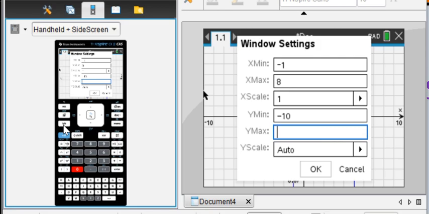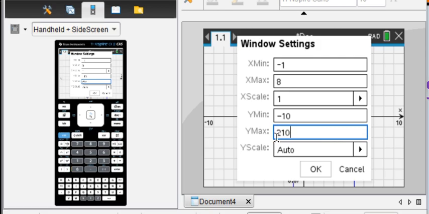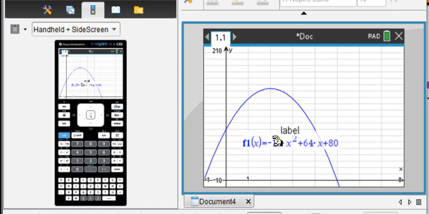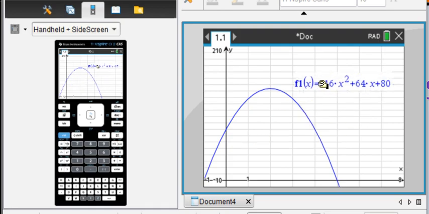Well, no, wait. Pause. I know I want to get to at least 80 to get to where my y-intercept is, but the vertex could be a lot higher. So I'm going to make that 210, and I'm going to count by tens and say okay. So now I have the top of my graph, I have the bottom of my graph, so everything's good.